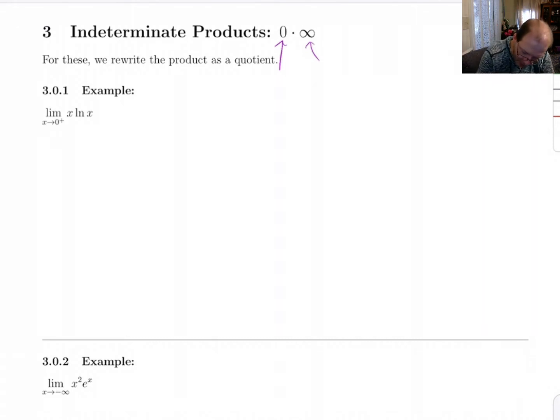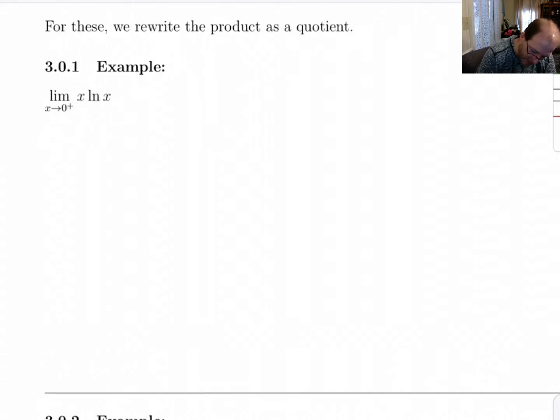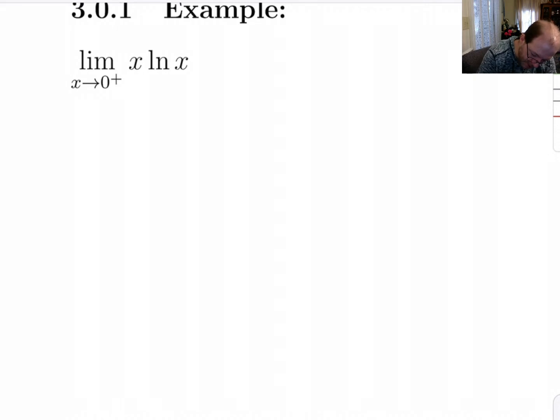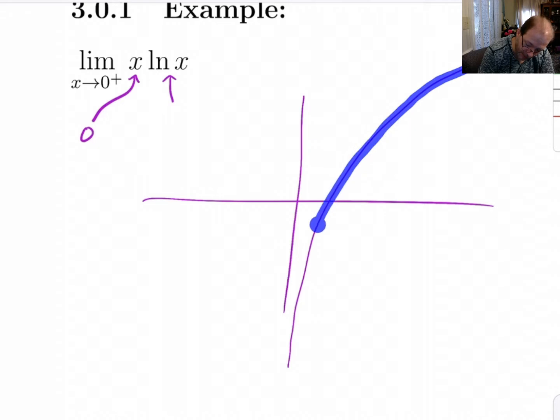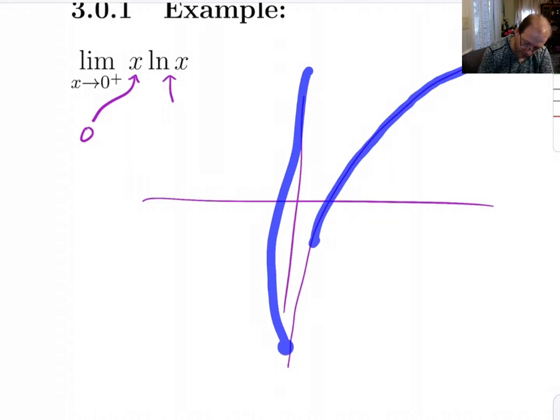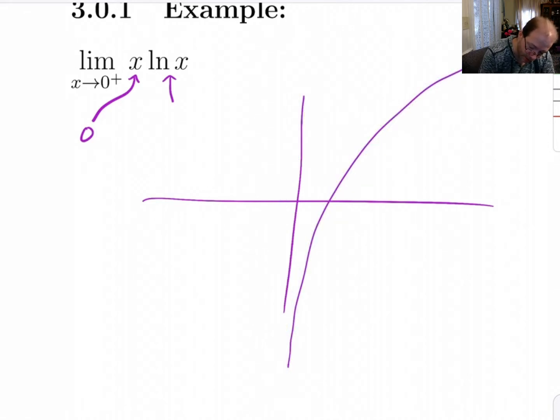In this first example, let's look at it. Limit as x goes to 0 from the positive side of x times ln x. Now this x is going to 0, but the ln x, if you think about what the ln graph looks like, remember it's got this big asymptote here. So if we travel along the ln graph toward the axis, we're going to negative infinity. So this is 0 times negative infinity.